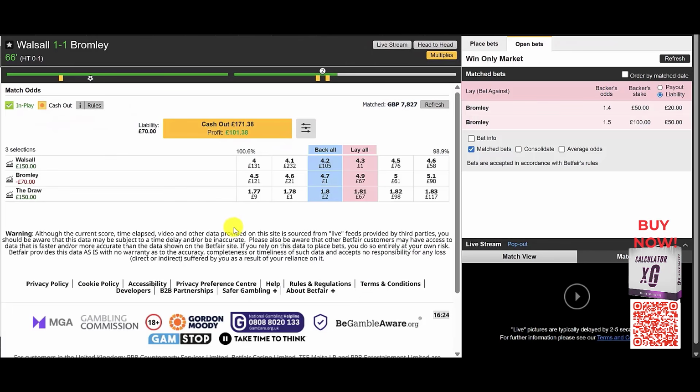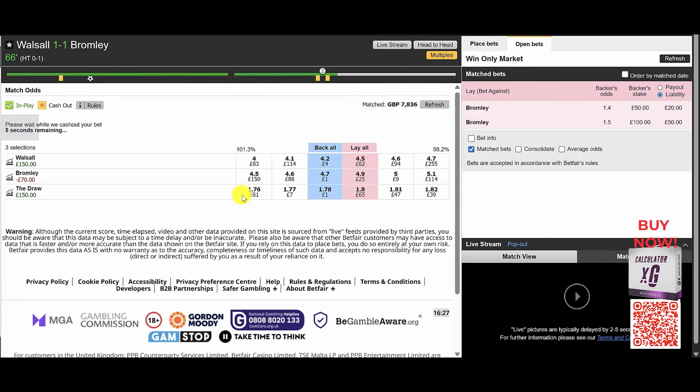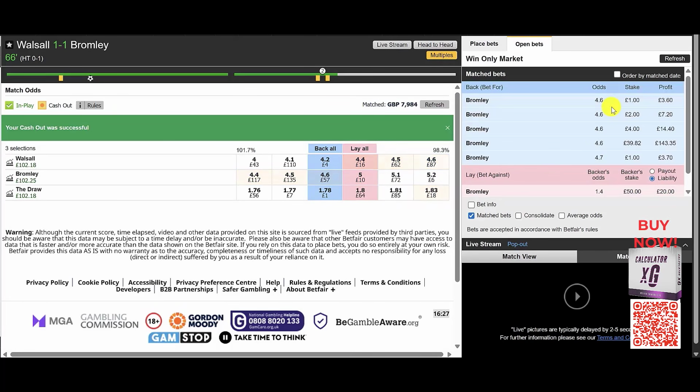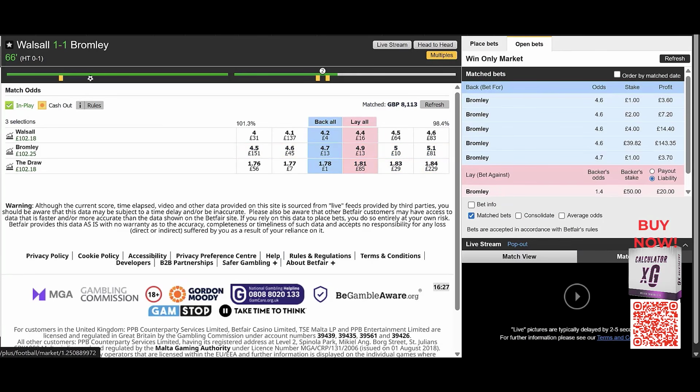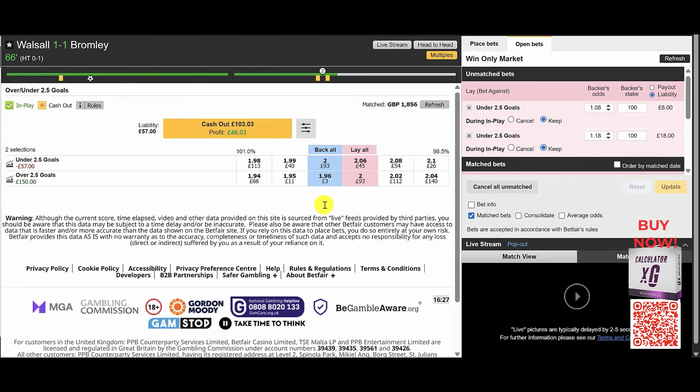66 minutes. We've had a goal and it's gone the way that we wanted. It's now Walsall 1, Bromley 1. So let's lock in the profit on the match odds market. We got 2 of our lay orders matched at 1.5 and 1.4. Let's just get that locked in, and then we're going to now take a look at the goal markets, which is the 2.5 goals market.